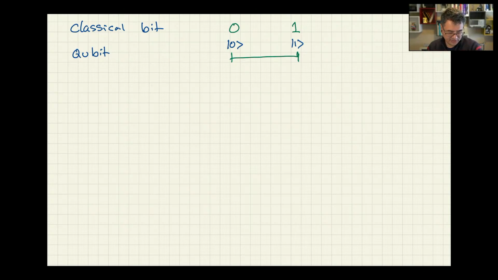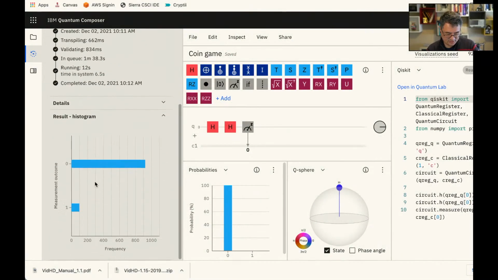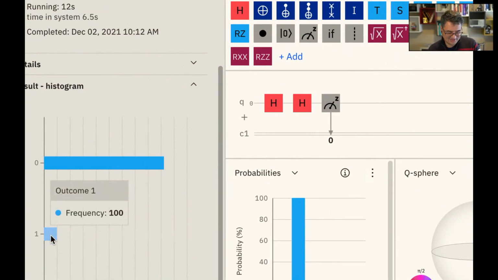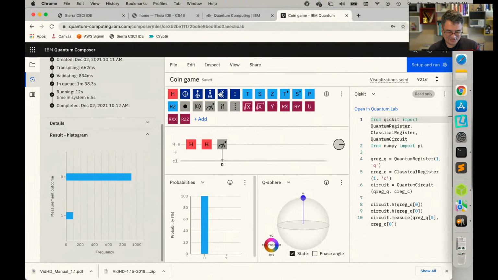Oh, we got our results back. Let's see. And the result is the same. About 90% of the time it came up heads, and about 10% of the time it came up tails. So it doesn't matter whether you, as the human, elect to flip the coin or not. The result is still going to be the same.